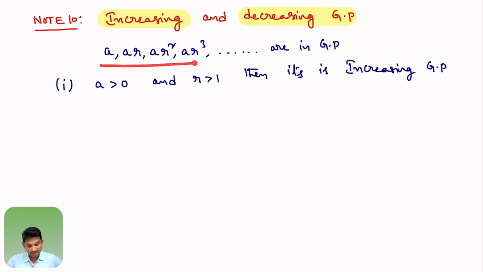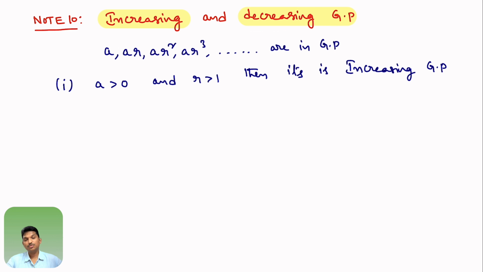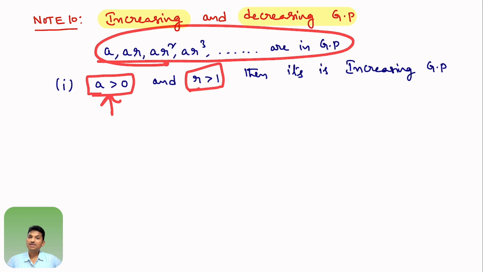Suppose n terms or infinite terms are in geometric progression. You know this is the general pattern of geometric progression: A, AR, AR square, AR power 3. They are in geometric progression. What is meant by increasing geometric progression and decreasing geometric progression? In this, a total of 4 cases are there. You need to memorize these 4 cases. See, A is greater than 0 and R is greater than 1. You know, this is a geometric progression formed with two terms, A, AR.